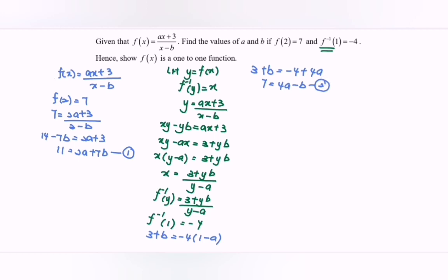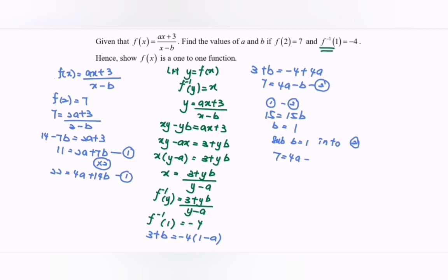So next what we have to do is to multiply the first equation with 2. So we have 22 equals 4a plus 14b. So in here, we have the first equation minus the second equation. So 22 minus 7, then we will have 15 equals 14b plus b, so we have 15b. So b equals 1. Substitute b equals 1 into the second equation. So 7 equals 4a minus 1. So we have 8 equals 4a. So a equals 2 and b equals 1. So that is the value for a and b.